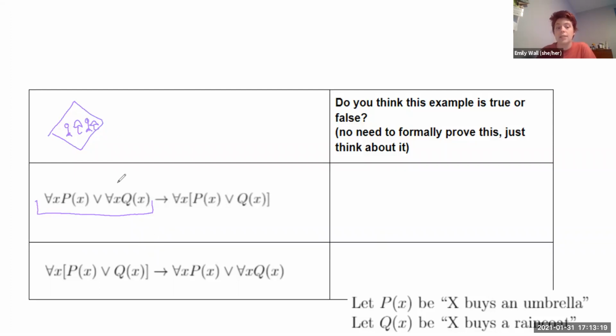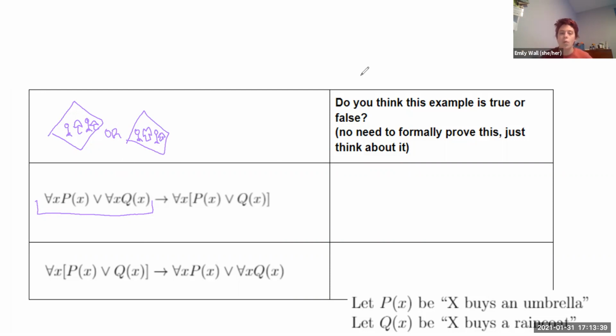But that's not the only case. We also might have that these two little people both have raincoats. This is the world's ugliest raincoat, but whatever. So both the people have raincoats, or they both have umbrellas.